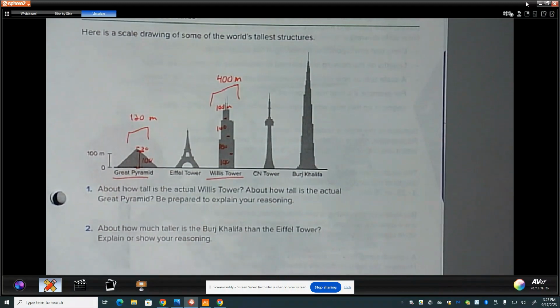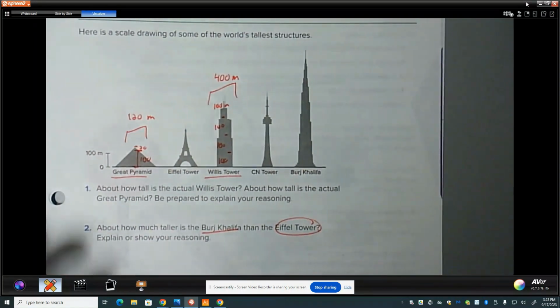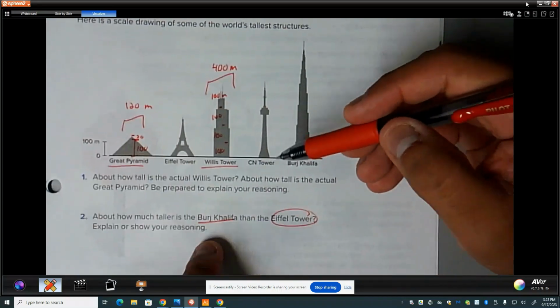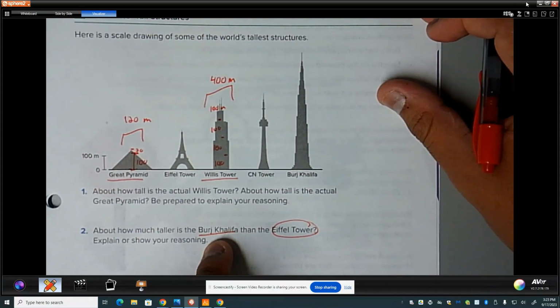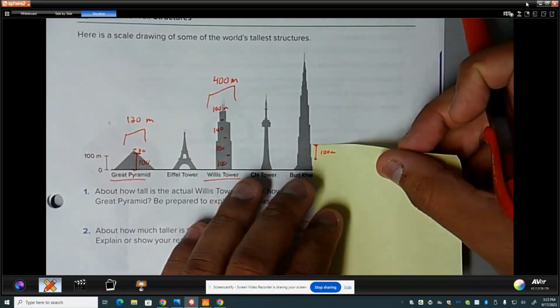Now, how much taller is the Burj Khalifa from the Eiffel Tower? Explain or show your reasoning. So in order to do that, we're going to go ahead and find the tallness of Burj Khalifa and Eiffel Tower and find the difference. Let's start with the Burj Khalifa.